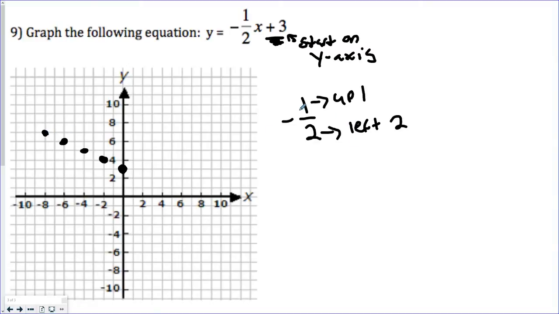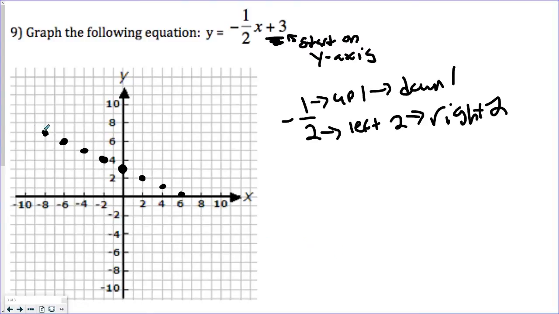Now, just to show you that it would have worked the other way as well, I could have switched this up and I could have reversed both. I could have said go down 1 and right 2. I could have said that and I'd still get the exact same line. So if I start here, I go down 1, right 2, down 1, right 2, down 1, right 2. I get the same line, just the other half of it.